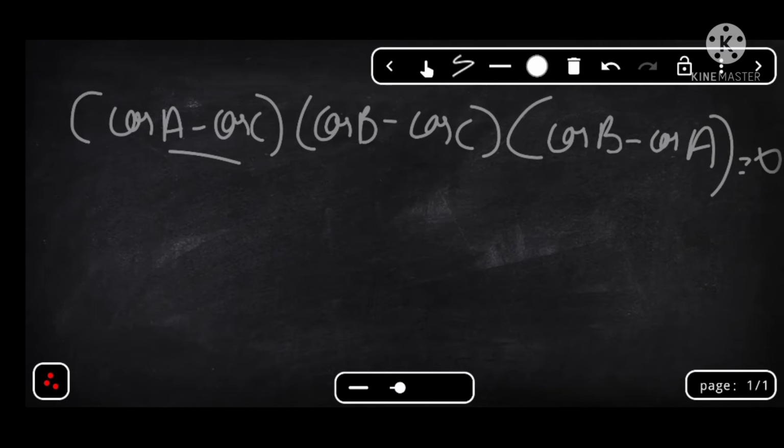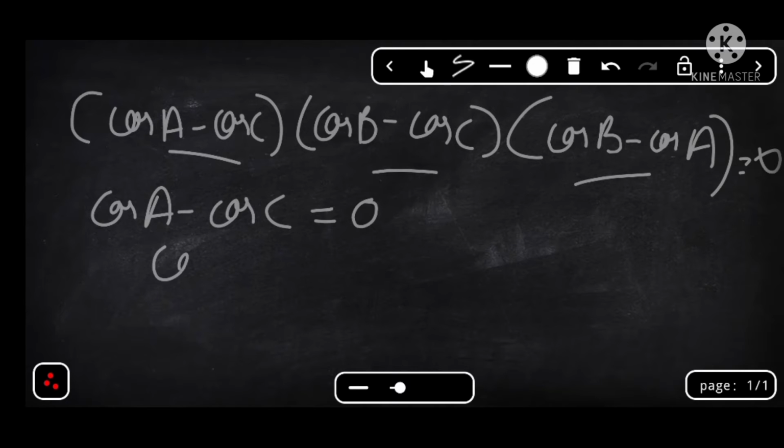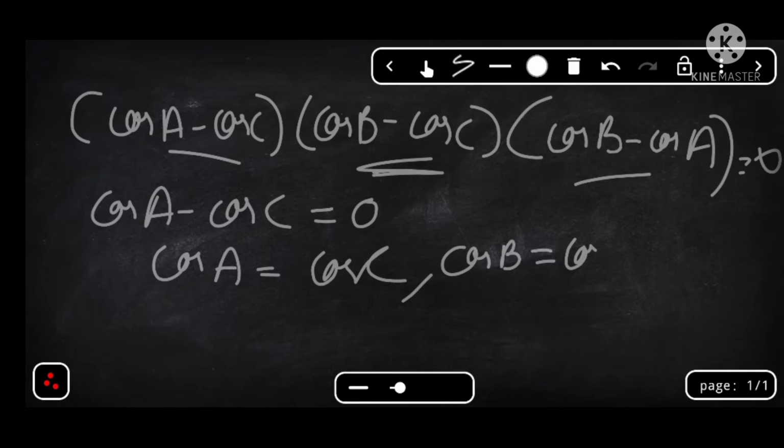If we take each of them separately, if we take cos A minus cos C equal to 0, then cos A equal to cos C, right? Similarly, if we take this one, it is going to be cos B equal to cos C. Also, for the third case, cos B equal to cos A.